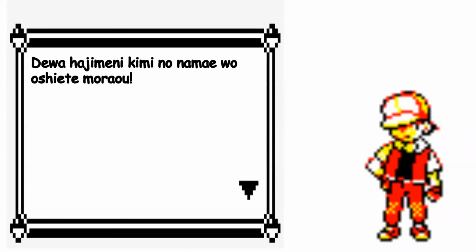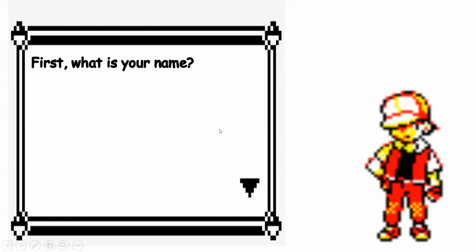Then oshiete morao, the te form of oshiemasu. We're going to discuss the te form in future lessons. You can also visit our lesson 1 or part 1, because I discussed the te form when connecting two verbs there. This one is also the same thing. We're connecting two verbs. We have oshieru, it means to teach. Then morau, it means to receive. So to receive telling, so that will become to consider the goodwill of telling me your name. So it's like saying, first, what is your name?